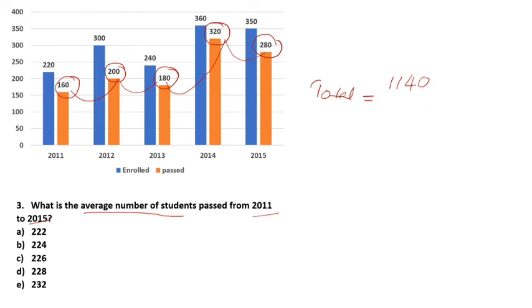1140. Now, how many years? 1, 2, 3, 4, 5 years. So we have to divide this number by 5. So total divided by number will give you average. Total sum is this much. When you add all these numbers, you got 1140. Total number of years 1, 2, 3, 4, 5. Divide that by 5. We got average.